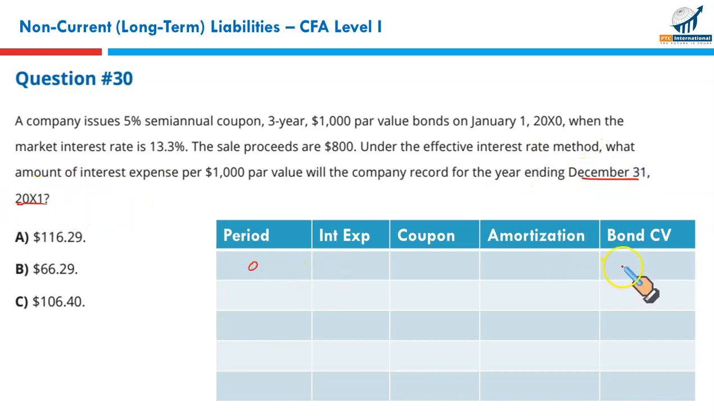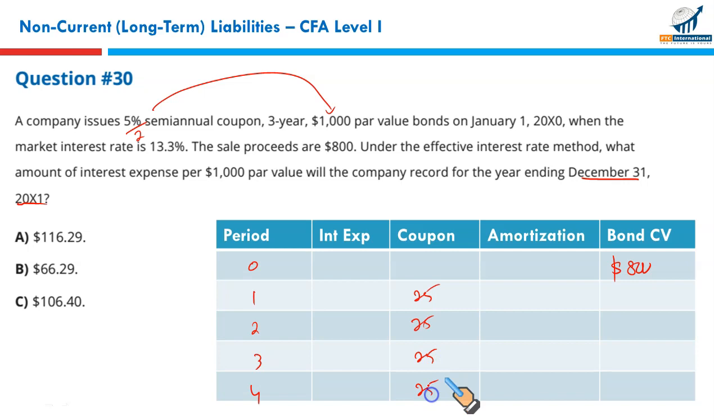So right here, we issued the bond at $800. Period 1, 2, 3, 4, because in the 2-year period starting from 1st of January to the next 31st December, there will be 4 periodic payments, or semi-annual coupon payments. So what's going to be the interest? 5 upon 2, 2.5% of 1,000. So the interest payments would be 25, 25, 25, 25.